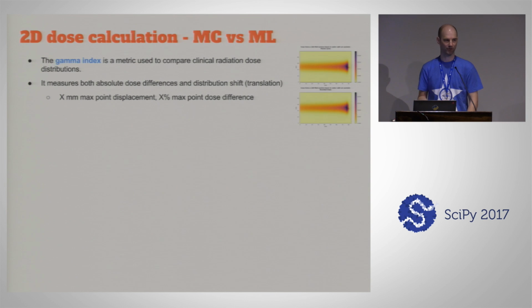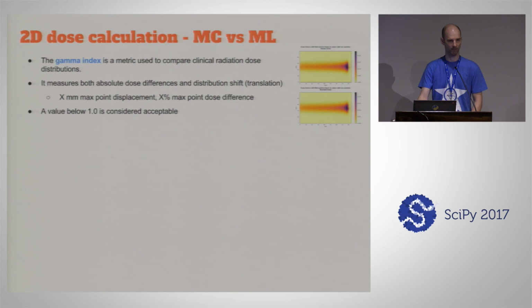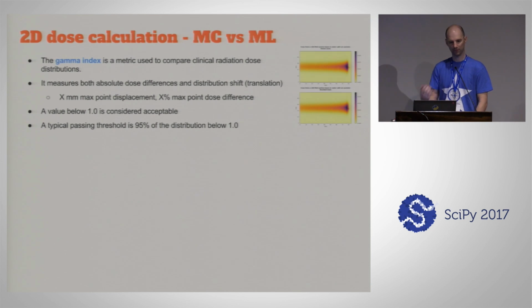And typically you'll have some threshold. Is a single point displaced by more than X millimeters, or is the single point more than Y% different from what we expect? I won't show the actual algorithm to do that because it requires a lot of explanation, but basically you end up with a value, and if it's 1 or below, it's considered good. Above 1 is considered bad. But because this is a geometric distribution, what you typically do is ask what percentage of our points have passed, and then if you have more points than some threshold that have passed, you consider the whole thing good.